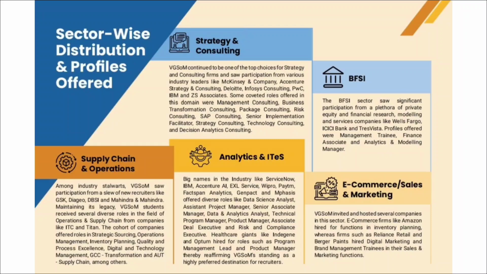Then for BFSI, the top recruiters are Wells Fargo, ICICI Bank, and Trace Vista. The profiles offered for this domain are management trainee, finance associate, and analytics and modeling manager. Then for supply chain and operations, the top recruiters are GSK, Diageo, DBSI, and Mahindra. The profiles offered for this domain are operations management, inventory planning, quality and process excellence, digital and technology management, GCC transformation, and supply chain management.